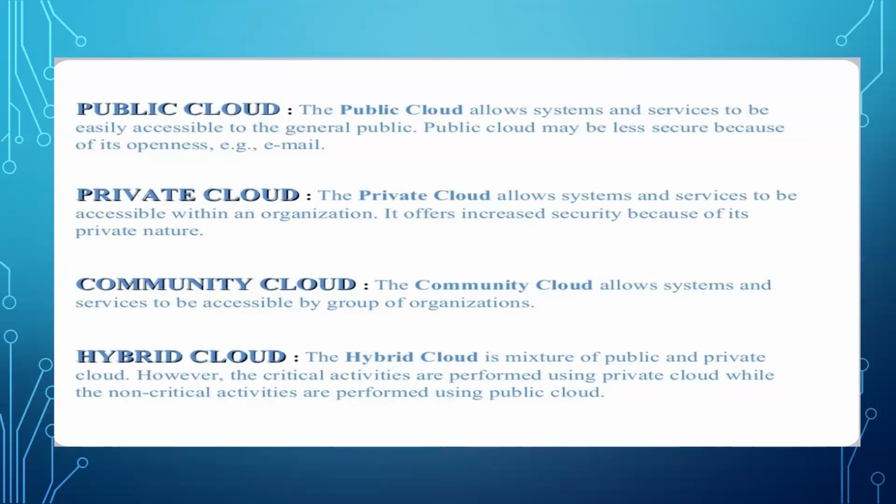And the third one is community cloud. The community cloud allows systems and services to be accessible by a group or organization. This means that it can only be used by a group of people who are joined together. And the last one is hybrid cloud. The hybrid cloud is a mixture of public and private clouds. However, the critical activities are performed using the private cloud while the non-critical activities are performed using the public cloud.